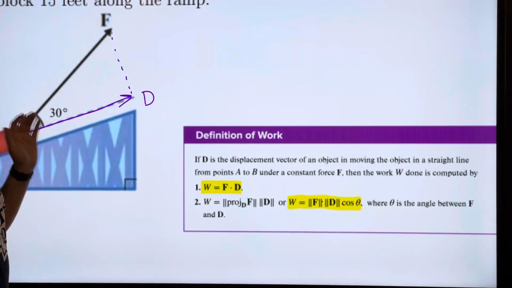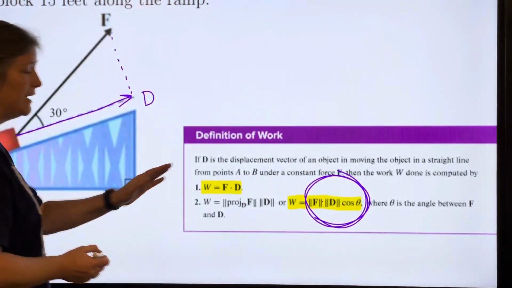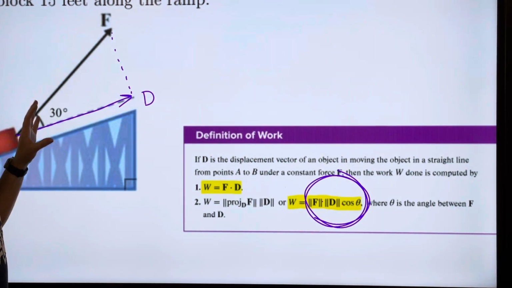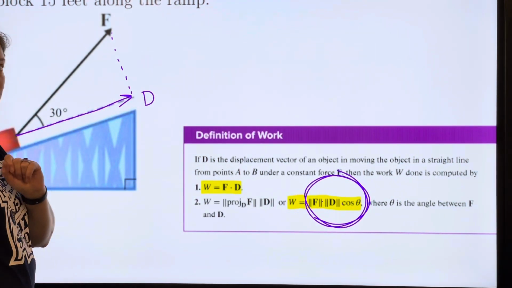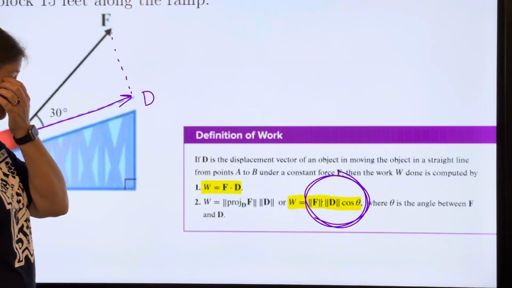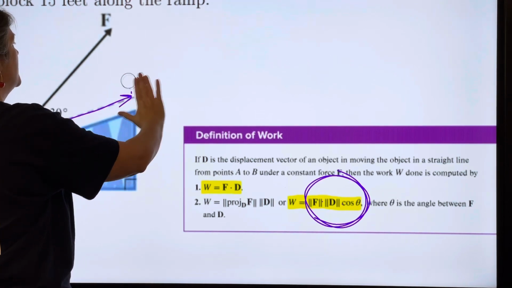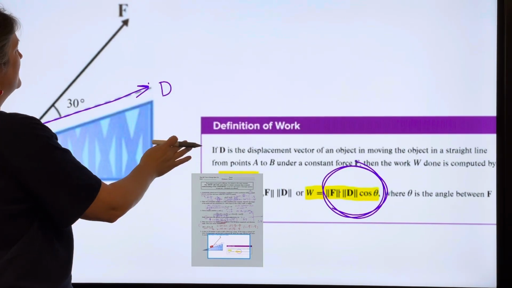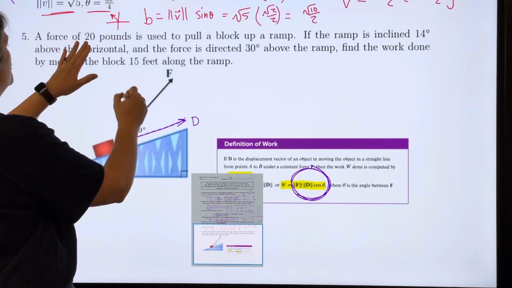And guess what? We have all three of these pieces. I don't have to define my F and my D in this weird space and dot product them if I can use the other definition of dot product and work where we're multiplying by the magnitude of D. So I don't need to do a projection, I don't need to do a dot product. I just need to multiply the length of F, which is its magnitude, 20 pounds.